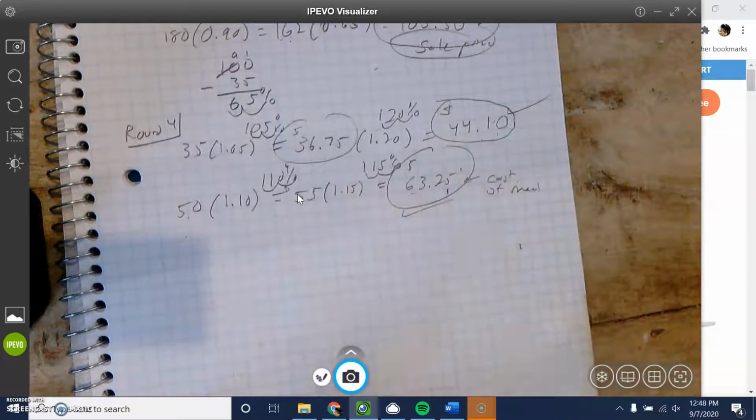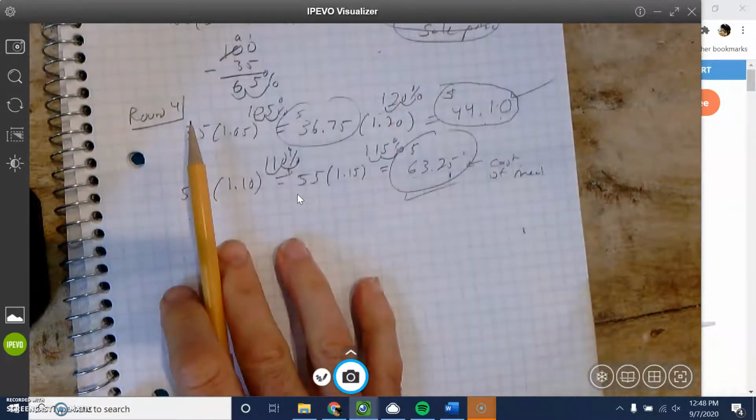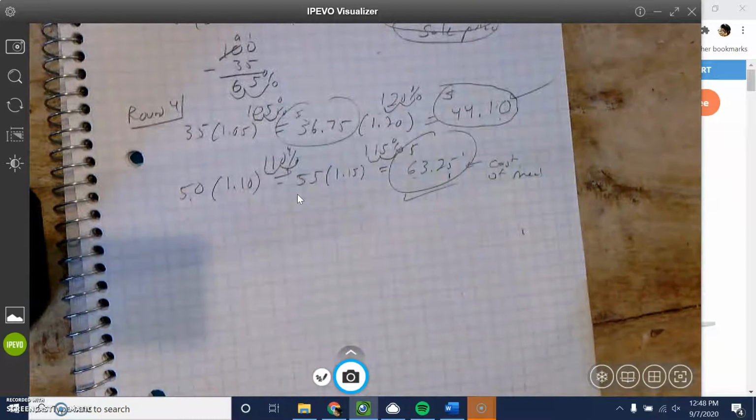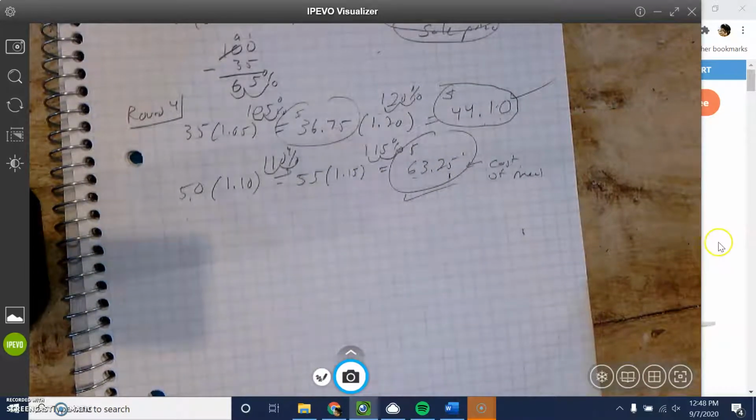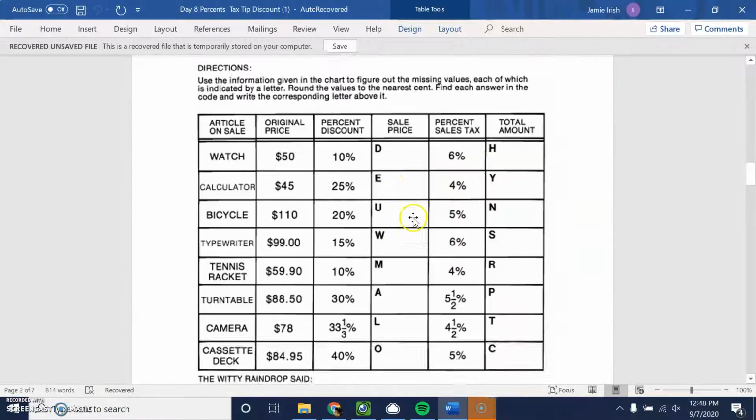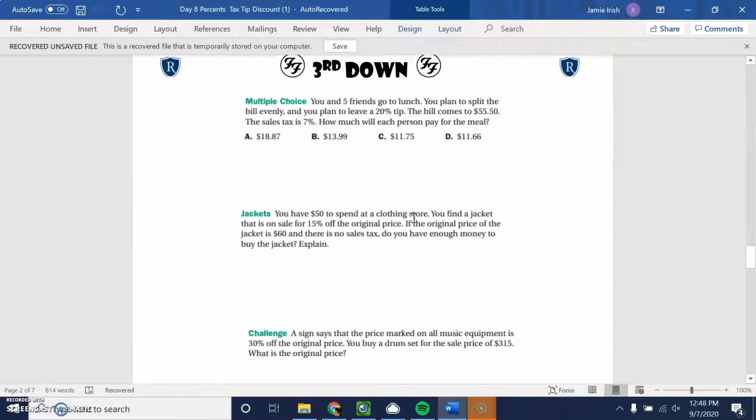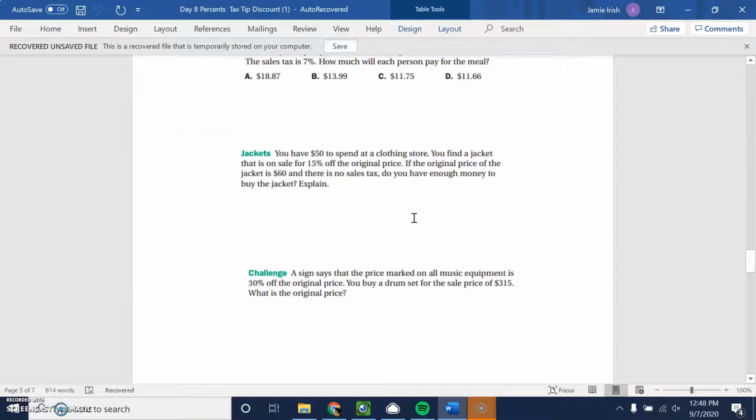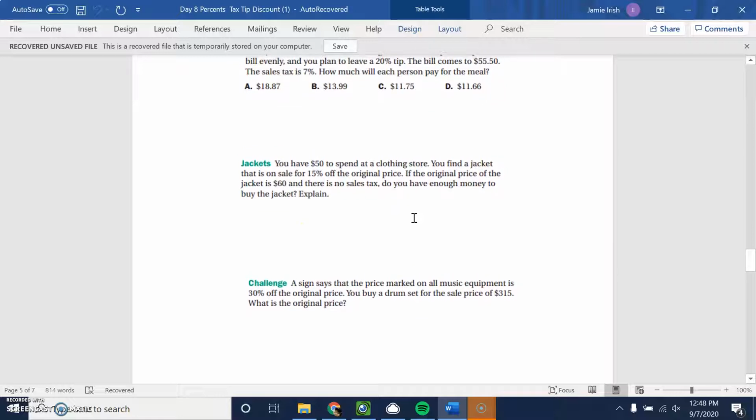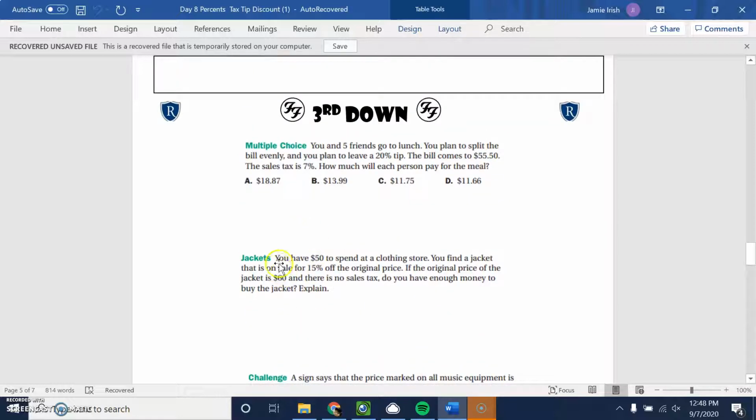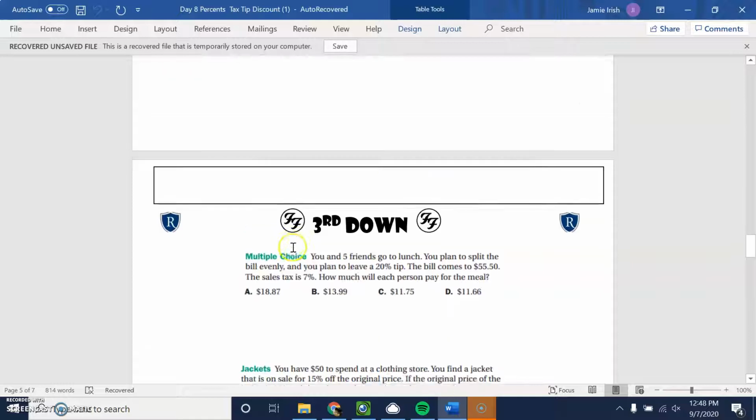Bam. Hopefully you got that. Put a check if you did. If not, then fix it on your paper. Good job. All right, we got time for a few more. Let's go back to our work here. Let's do this one first.